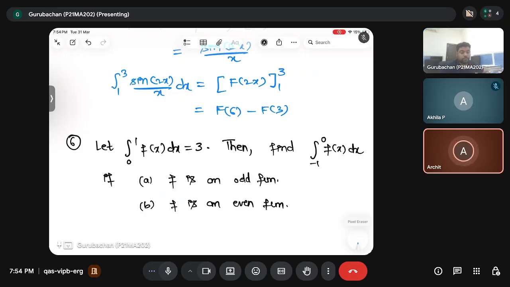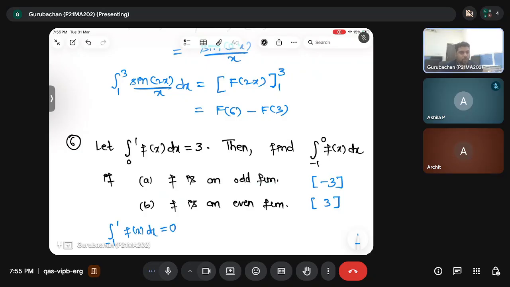Yes, sir. In the first case, it will be minus 3. In the second case, it will be 3. Why? As it is an odd function, in the interval before 0 it will take negative values compared to the right, so it will give negative area. And in the even function, as the function's value is the same, its area will also be the same. Okay. So you can say this has to be minus 3, and this has to be 3. Okay.